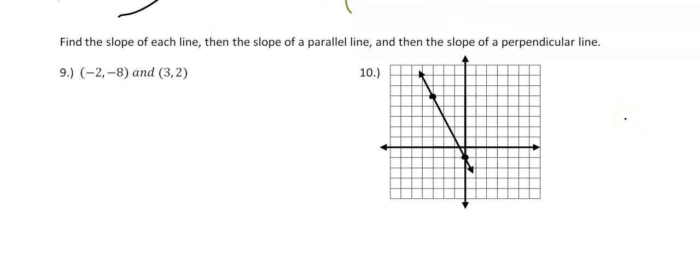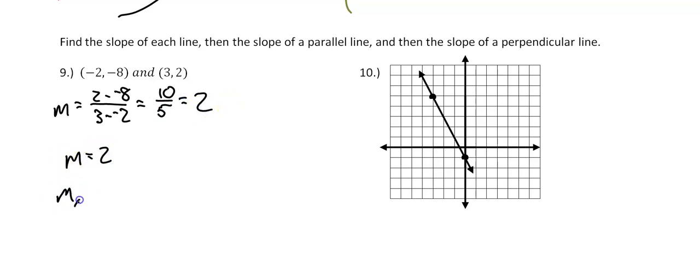These guys asked me to find the slope, then the slope of the parallel line, then the slope of the perpendicular line. And so the first thing I do, let's just do my slope formula here. Slope is y sub 2 minus y sub 1 over x sub 2 minus x sub 1. And that gives me a 10 over 5, which is a 2. So that means the slope of my line is 2.